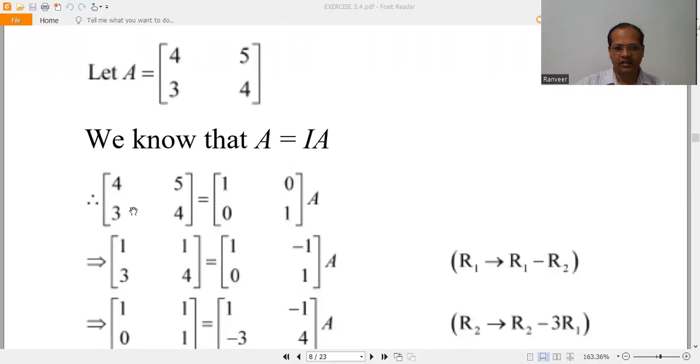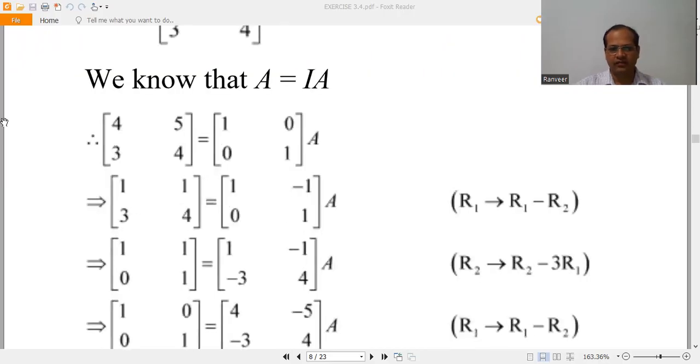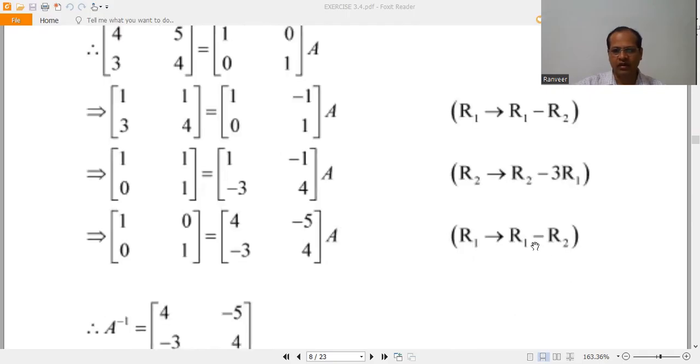Just you can see the steps now, and just follow the steps. R1 minus R2, R2 3 minus R1, and R1 minus R2. This is giving the inverse. This is your inverse, and this is your unit matrix. It's key.